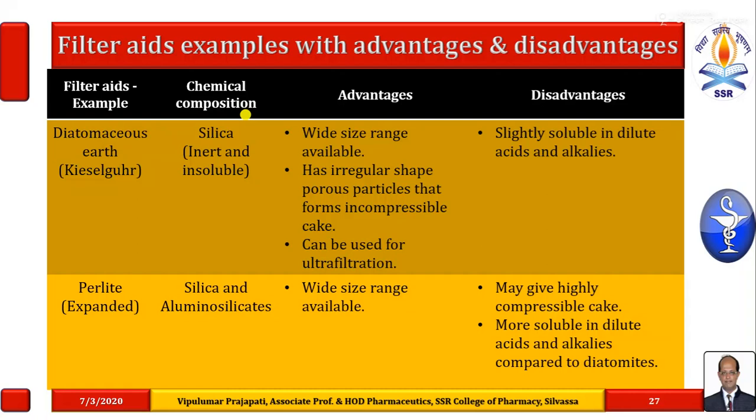Second, perlite, expanded perlite. Chemical composition: silica and aluminosilicates. What are the advantages? Wide size range available. Disadvantage of perlite: it may give a highly compressible cake. It is more soluble in dilute acids and alkalis compared to diatomite. So again we have to take care when acids and alkalis are present in the slurry.